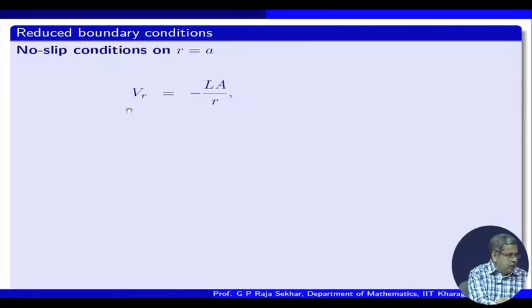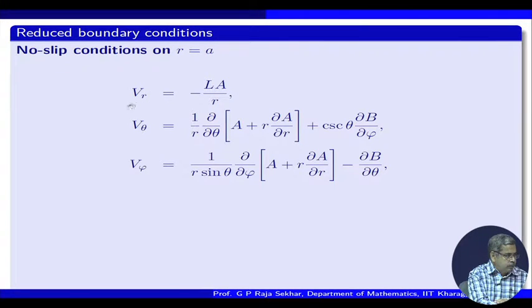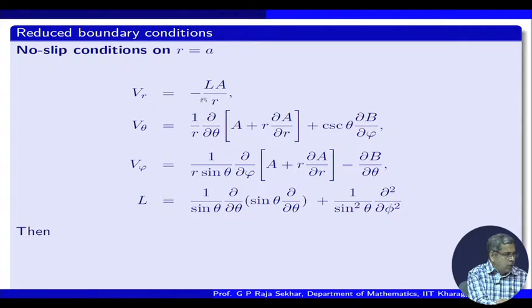V given by curl r A plus curl r B, if we decompose in spherical r, theta, phi coordinates, we get this relation. The radial and 2 tangential velocities are related to the scalars like this. Now, suppose our aim is to satisfy no slip conditions, then V r should be 0. What is L here? L is an elliptic operator which is independent of r. So, normal velocity is L A, where L is this operator, and V theta involves some theta derivatives and phi derivative. V phi involves phi derivative here and theta derivative here. So, we are going to discuss the power of this representation.